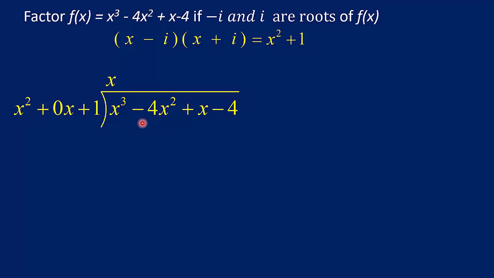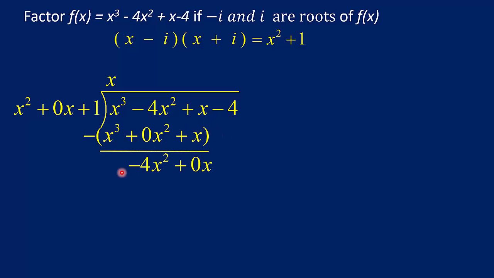So here we go. x squared will go into x cubed once, x times, I should say. x cubed divided by x squared, x times. Then I multiply x times x squared, 0x, and 1. Okay, so there's the product. And then I subtract. Negative 4x squared minus nothing is negative 4x squared, and then x minus x is 0x. And I bring down the negative 4.